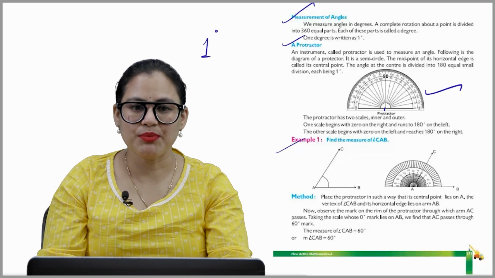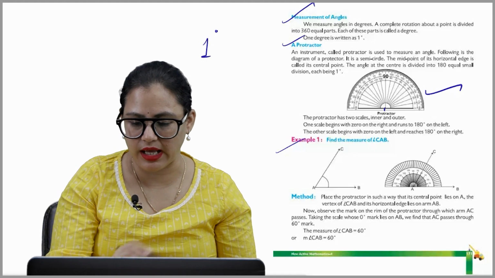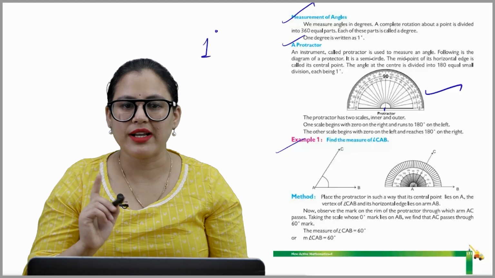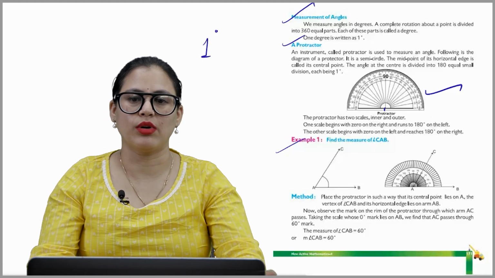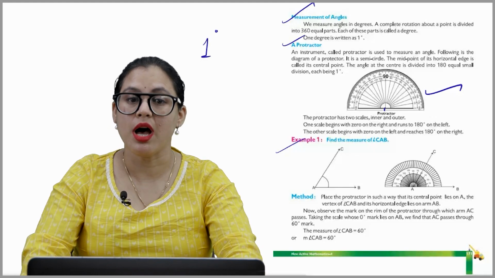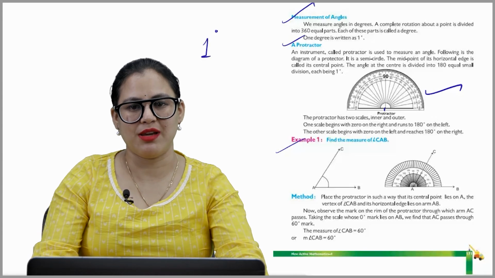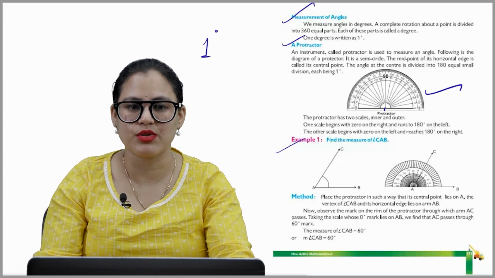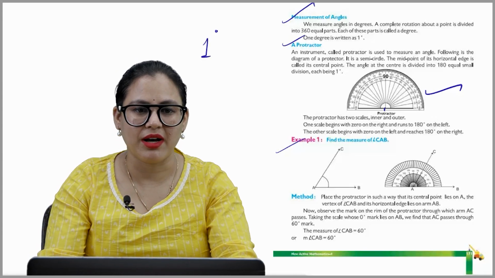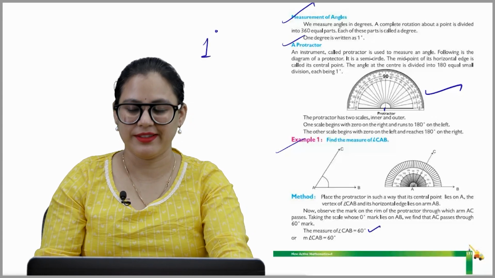Example 1, find the measure of angle CAB. Method. Place a protractor in such a way that its central point lies on A, this point, the vertex of angle CAB, and its horizontal edge lies on arm AB. Now observe the mark on the rim of the protractor through which arm AC passes. Taking the scale whose 0 degree mark lies on AB, we find that AC passes through 60 degree mark. So the measure of angle CAB is equal to 60 degrees. Okay.